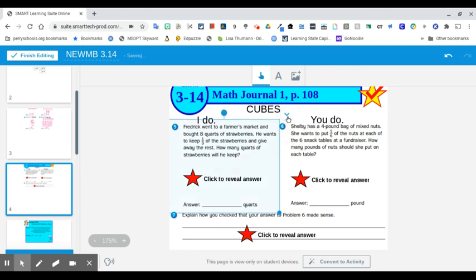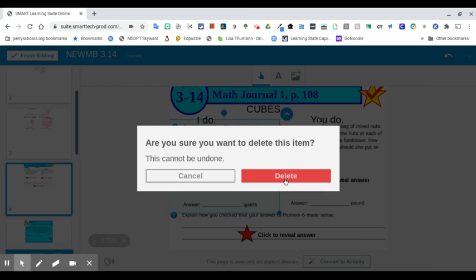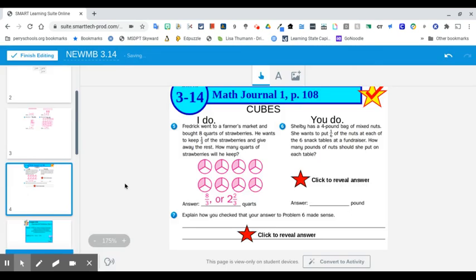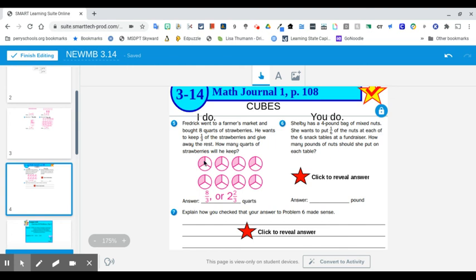So when I look at this problem, I'm going to go ahead and show you. What we have here is we drew out 8 quarts. 1, 2, 3, 4, 5, 6, 7, 8. Then we divided each one into thirds and shaded in 1/3. Okay, so then it's asking how many quarts did he keep? So he wants to keep 1/3 and give away the rest. All we're wanting to know is how much did he keep.